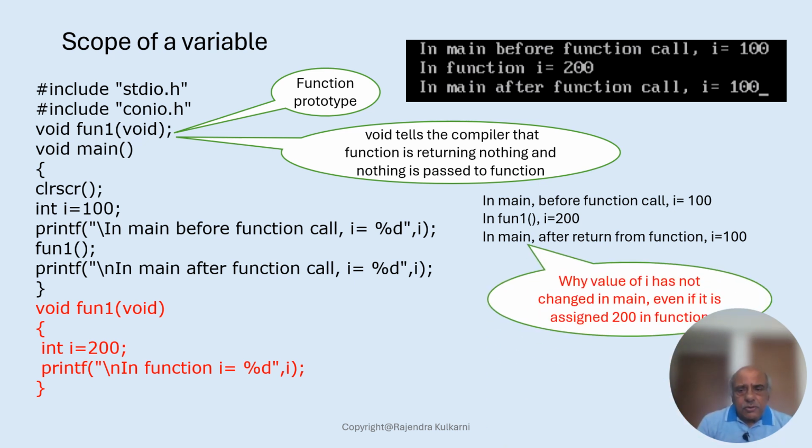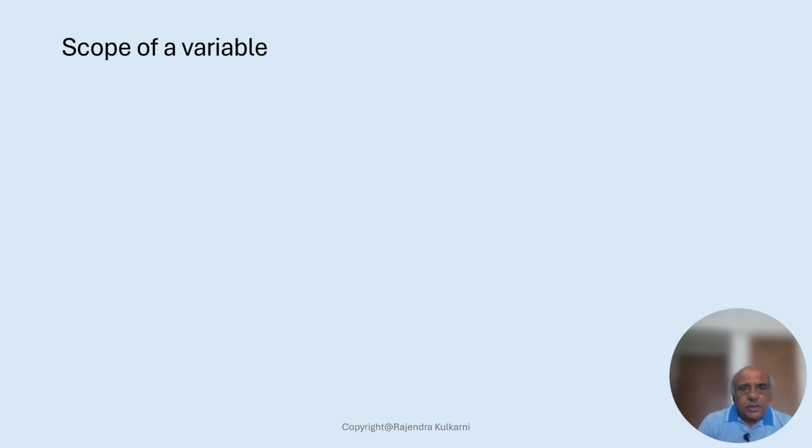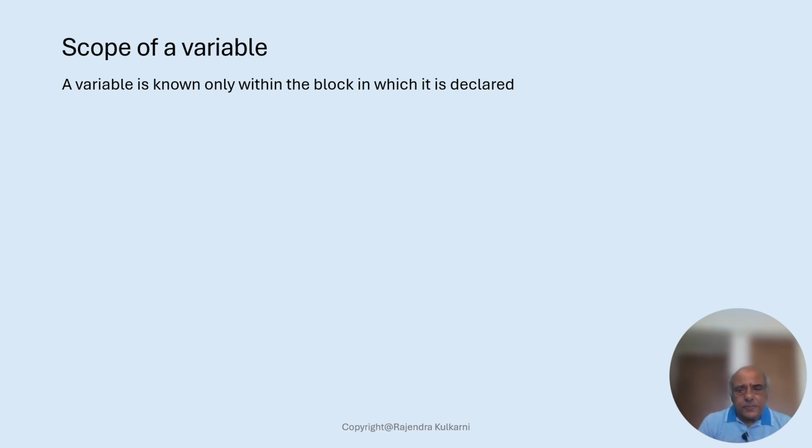Why has the value of i not changed in main even if it is assigned 200 in the function? That is the scope of a variable. A variable is known only within the block in which it is declared. So i in the main is known only to main function's statements or main function's code. The scope of a variable is within the block where it is declared.